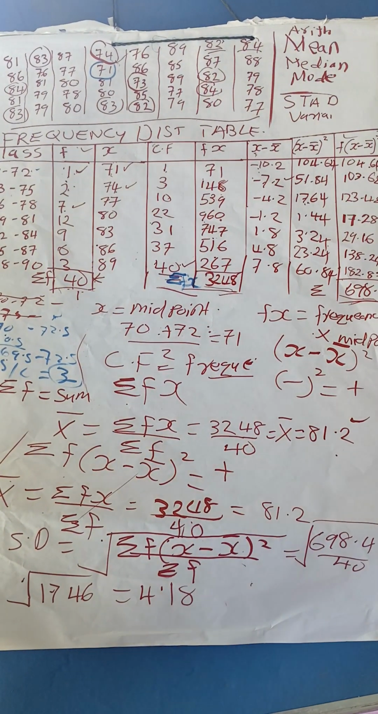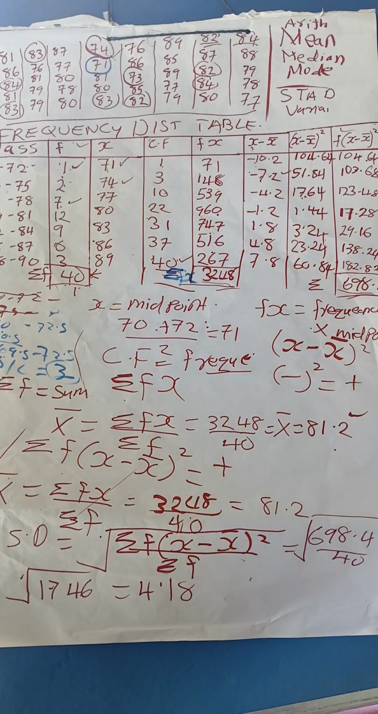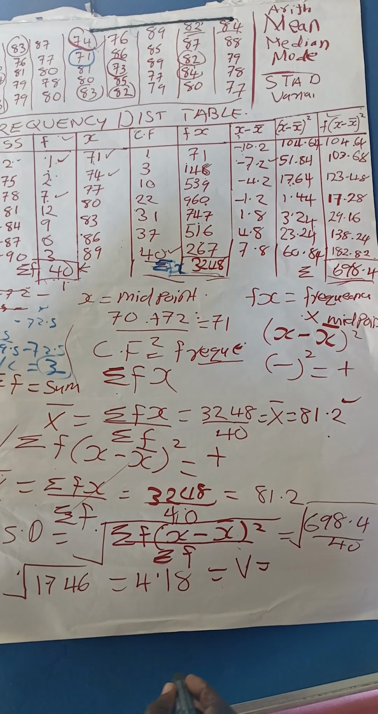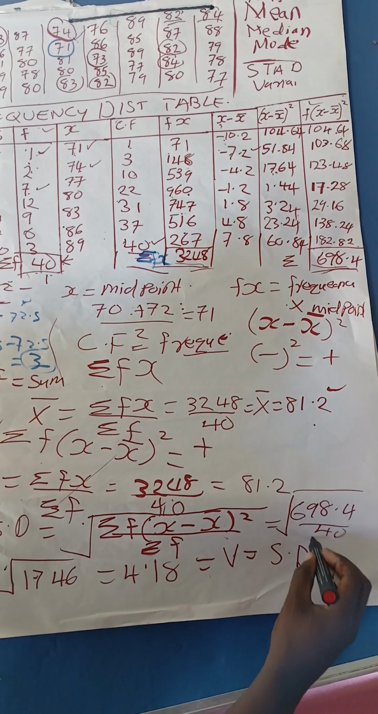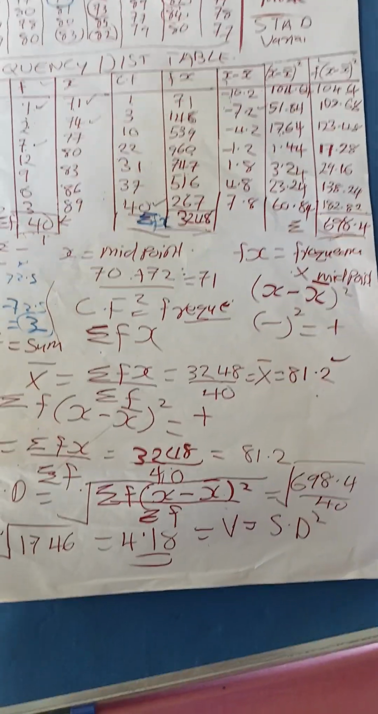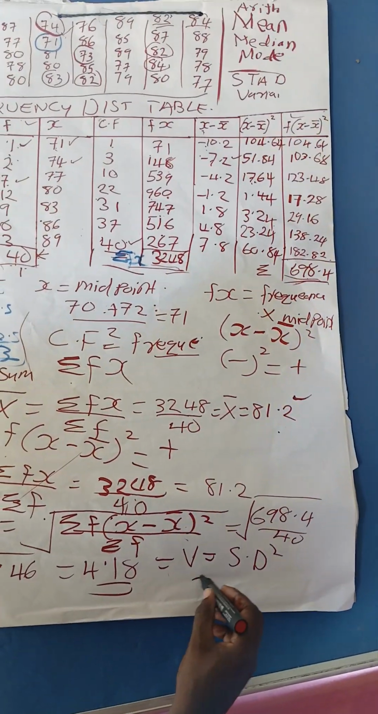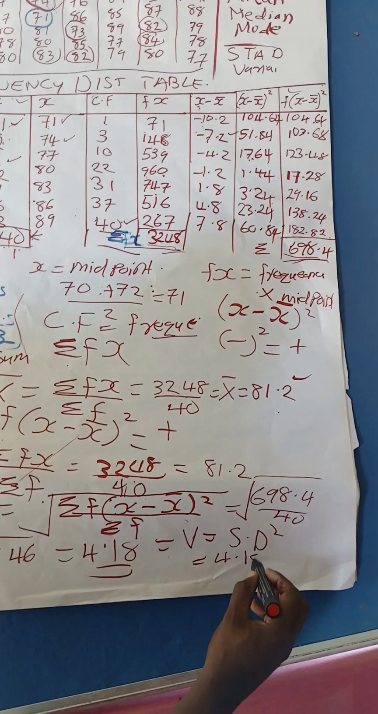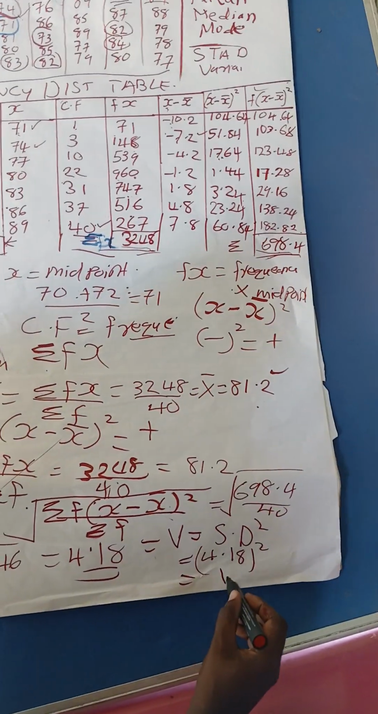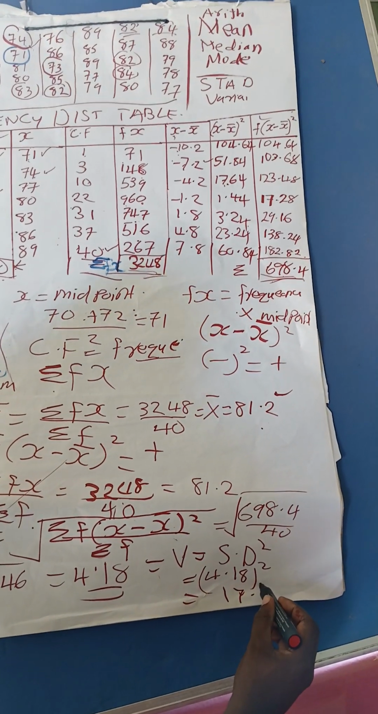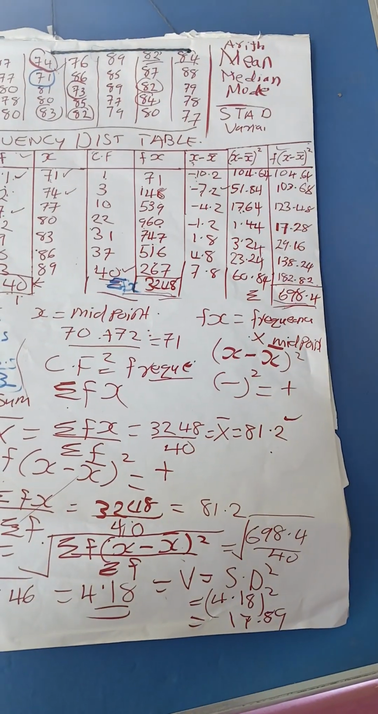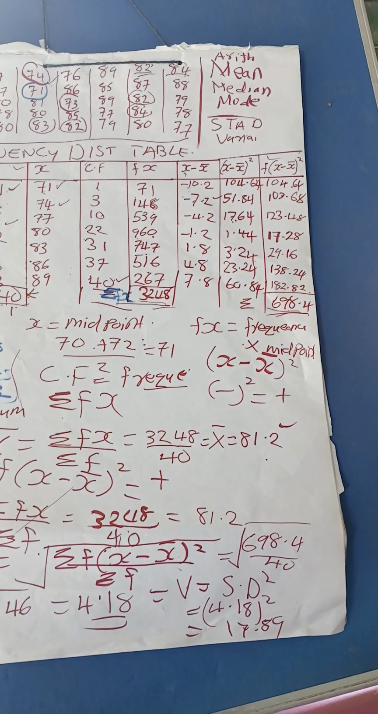Good. Now variance. If you have the standard deviation and you want to get variance, variance is equal to standard deviation squared. Meaning we are going to square our standard deviation. So variance will be just simple. It will be 4.18. You square it, you'll get 17.89. And that is your variance. You just square the standard deviation.